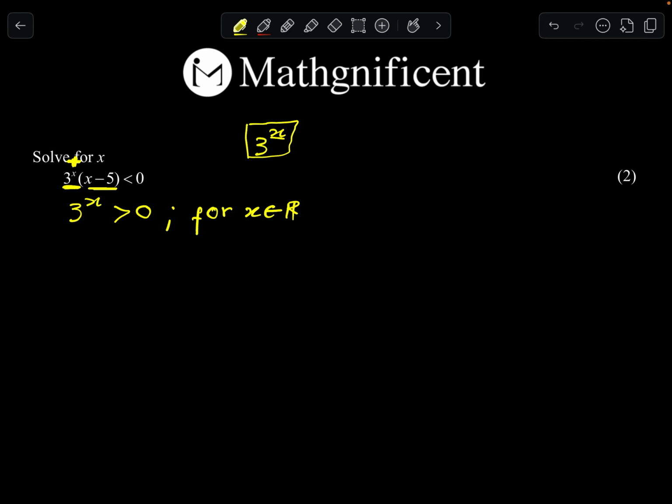When can that happen? You are multiplying two quantities and you get a negative. That happens when you multiply a positive and a negative. We know that the first part is always going to be positive, we have just shown that. So what does that mean about the x minus 5 if we want a negative answer? It means that x minus 5 should be negative.